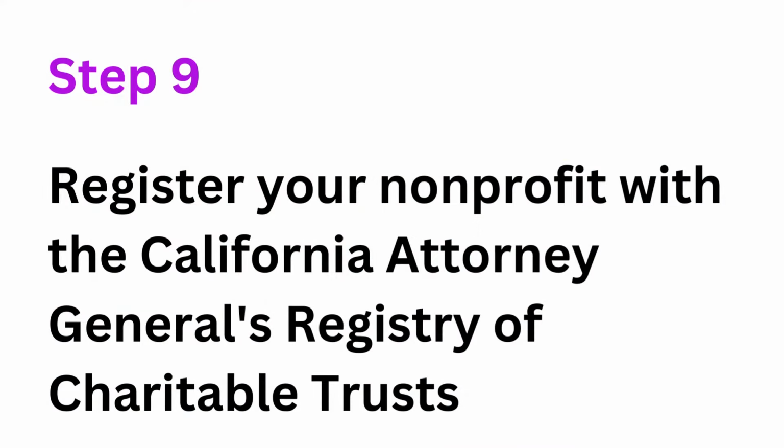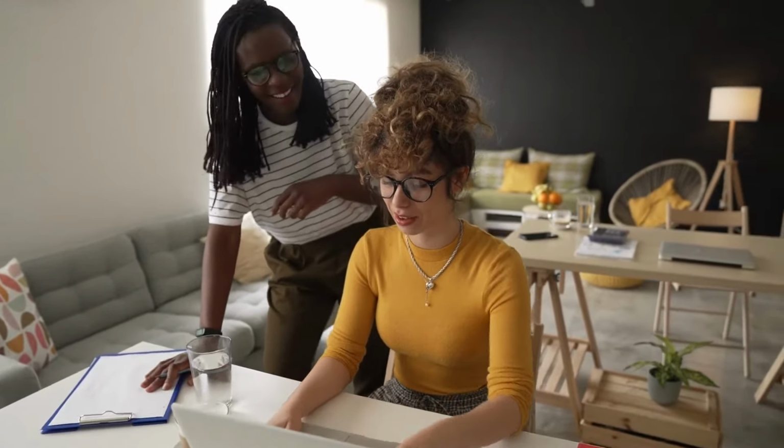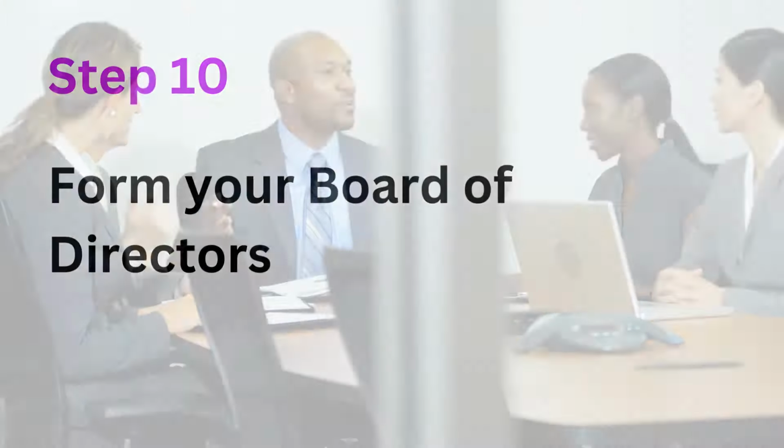Step 9. Register with the state. Register your nonprofit with the California Attorney General's Registry of Charitable Trust. This provides charitable solicitation privileges. Step 10. Form your board. Recruit and appoint a board of directors to provide leadership and guidance for your organization.